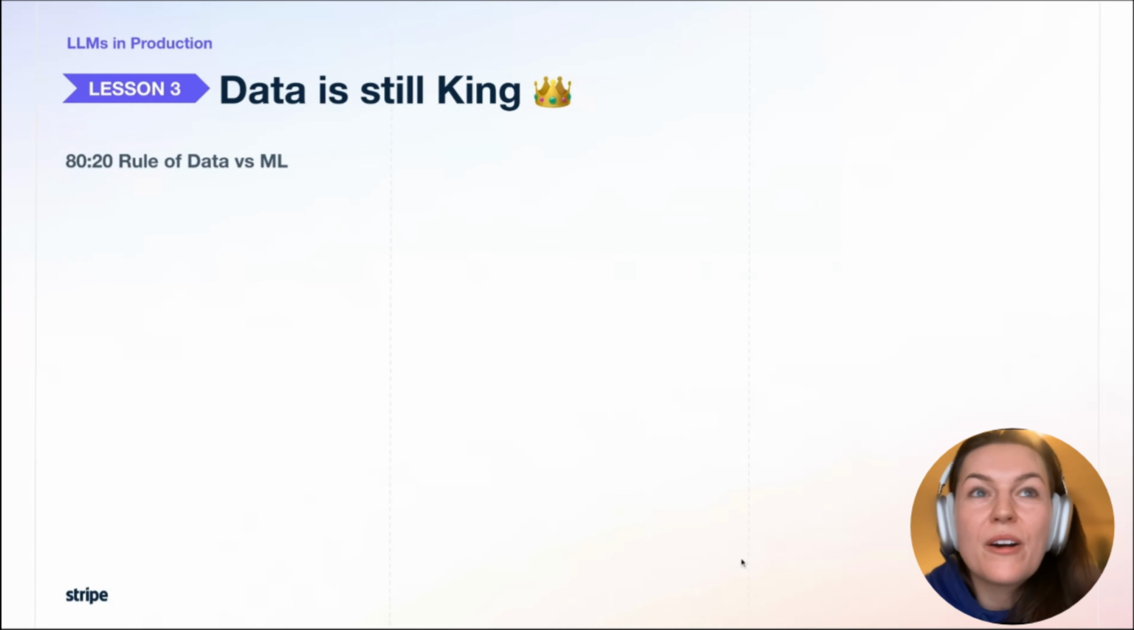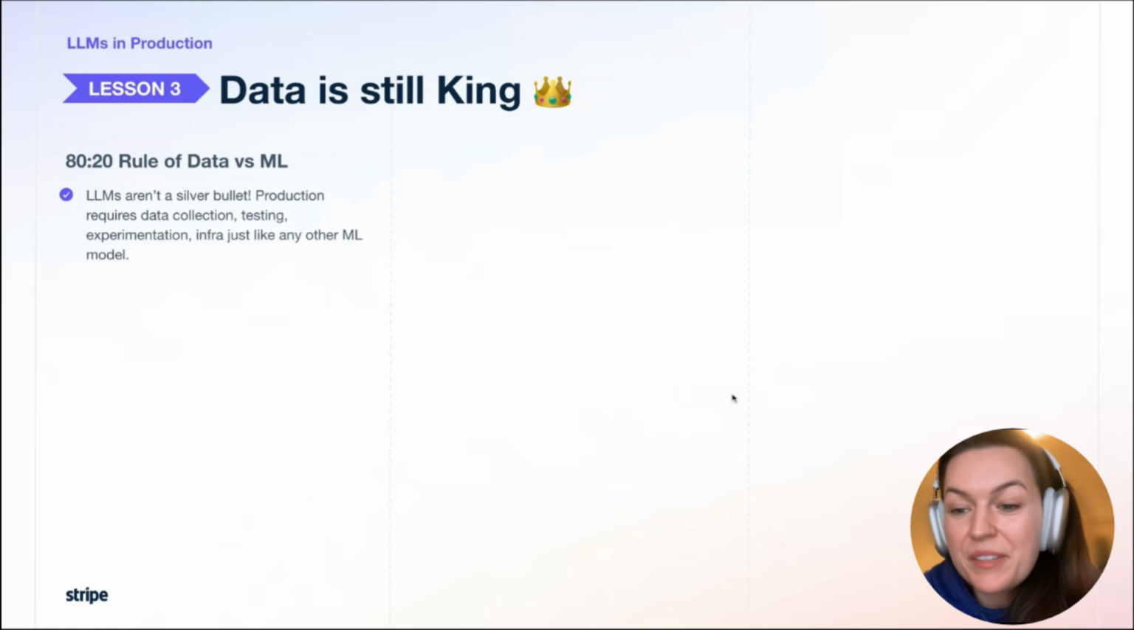So the last lesson to talk about today is how data is still the most important player when solving business problems using LLMs. I think there's a bit of a misnomer that newer or more advanced LLM architectures will be able to solve everything for us, and we just need to integrate or write the right prompt. But LLMs are not a silver bullet. Production requires data collection, infrastructure, testing, experimentation, etc., just like any other ML model. And the age-old 80-20 rule for working in data science holds true.